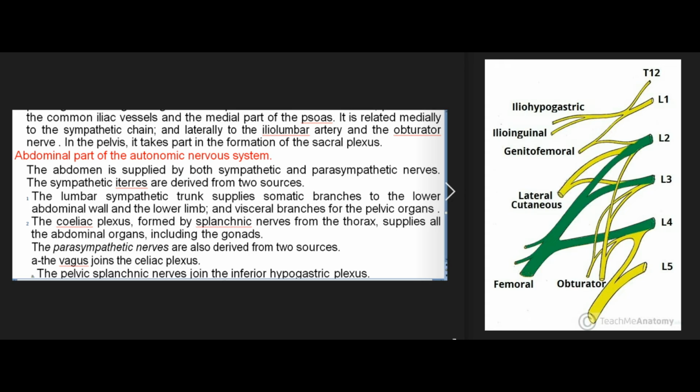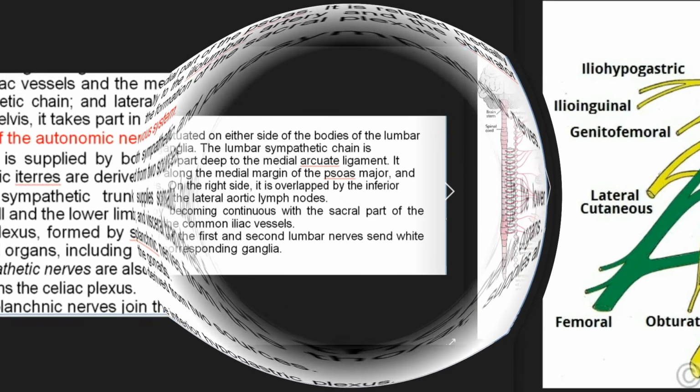The parasympathetic nerves are also derived from two sources. A. The vagus joins the coeliac plexus. B. The pelvic splanchnic nerves join the inferior hypogastric plexus.